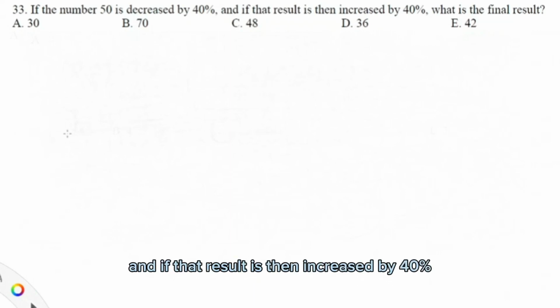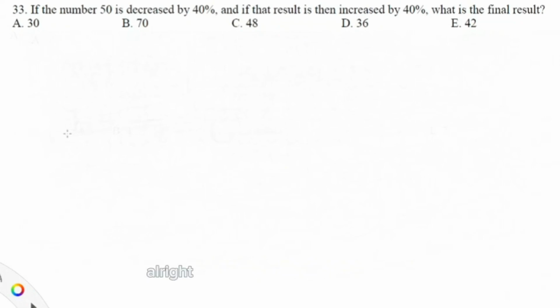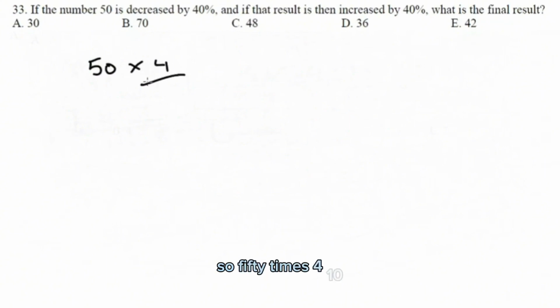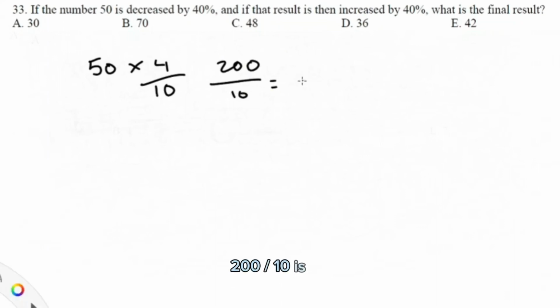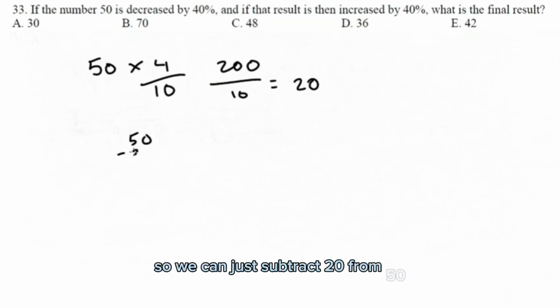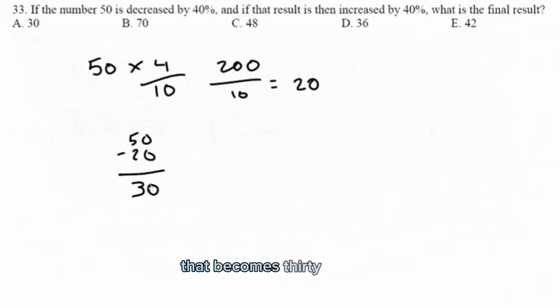by 40%, what is the final result? Alright, so first let's decrease 50 by 40%. So 50 times 4 tenths, which is also 40%. 50 times 4 is 200. 200 divided by 10 is 20. So that means 40% of 50 is 20. So we can just subtract 20 from 50. That becomes 30. Alright, now we have to increase this by 40%.